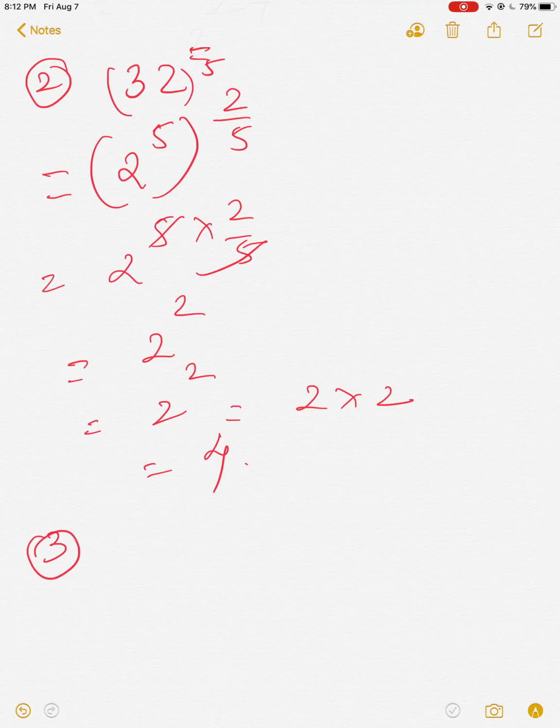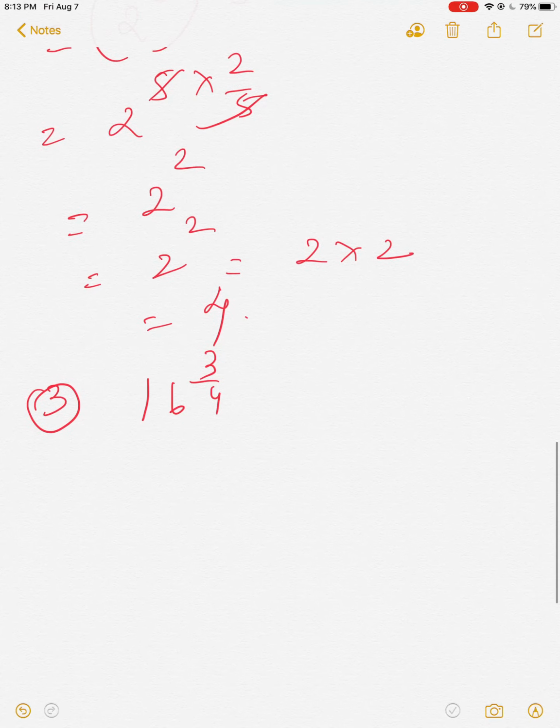Okay, let us come to the third one. What is the third one here? 125 raised to power 1 upon 3. Sorry, next problem is 16 raised to power 3 upon 4. 16 raised to power 3 upon 4. So 16 can be written as 4 square. Okay, 16 can be written as 4 square and 16 can also be written as 2 raised to power 4.